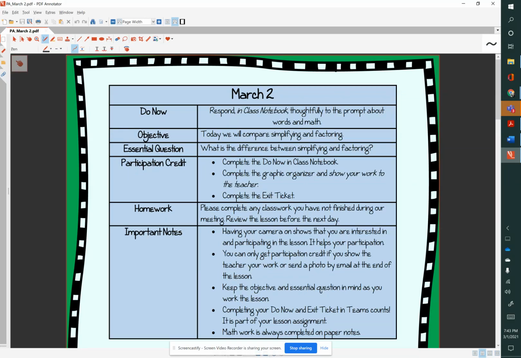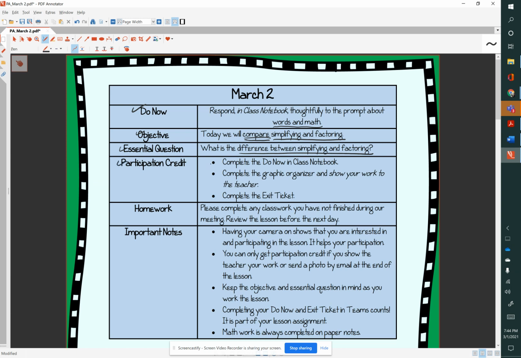We're going to continue with the factoring, but we're going to compare the simplifying and the factoring today. We'll start with our do now, though. We've got an interesting prompt about words in math in honor of National Read Across America Day today. So we're celebrating a little reading in our math class. Our objective is to compare simplifying and factoring. And our essential question asks, what is the difference between simplifying and factoring?